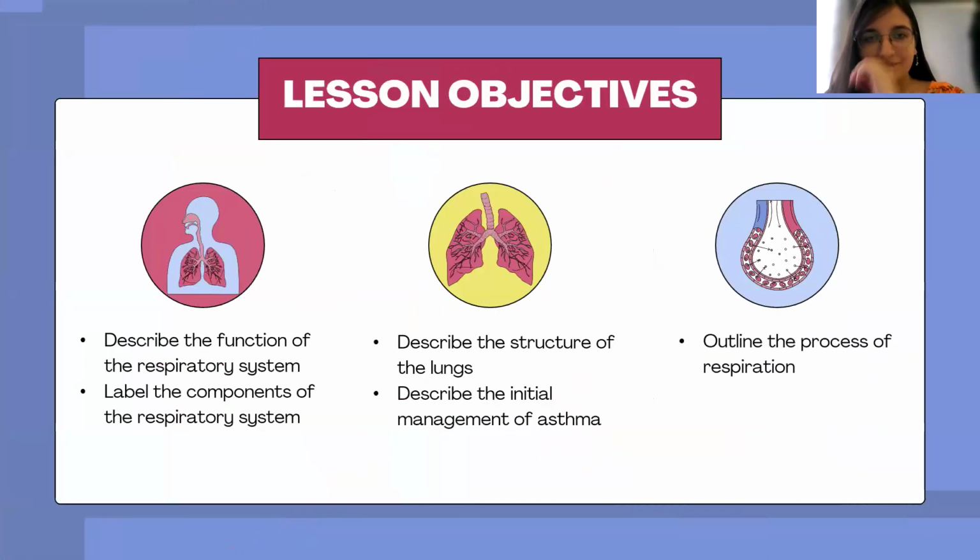Okay, let's go. By the end of this lesson, you should be able to describe the function of the respiratory system. You should be able to label the components of the respiratory system. You should be able to describe the structure of the lungs, what the lungs look like, from inside included. And you should be able to outline the respiration process and also describe how asthma is managed. I'm not sure if you've heard of asthma before, but it's one of the conditions, some people have breathing conditions.